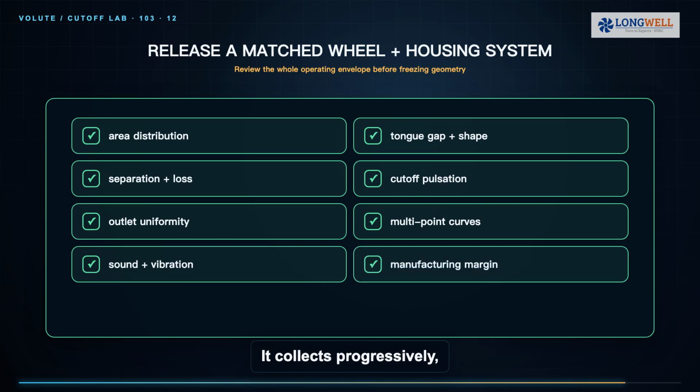It collects progressively, slows the flow without uncontrolled separation, limits backflow across the tongue, manages blade passing interaction, and delivers a usable outlet profile. Freeze the wheel and housing as a matched aerodynamic system, document the tested boundary, and judge every design change across pressure, efficiency, sound, durability, manufacturing tolerance, and the installed system.